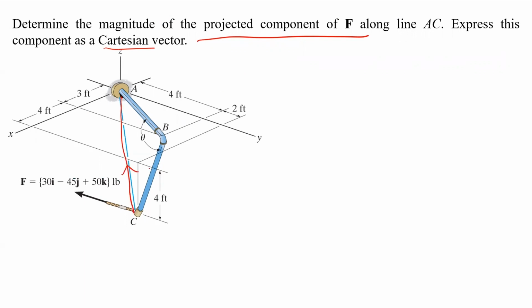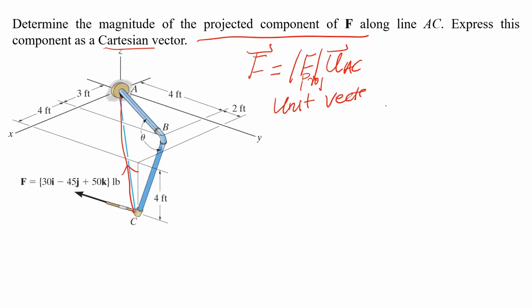So if you have a force acting on this line AC, we can express the force in Cartesian vector form by multiplying the magnitude of the force times the unit vector U_AC. So here, for finding the magnitude, we have to get the projected component of my force acting at C. So that's my first question. To find this, first I need to find my unit vector. So the unit vector is going to be AC, that's the question they have asked. So my unit vector AC. A is my origin, so no need to worry.